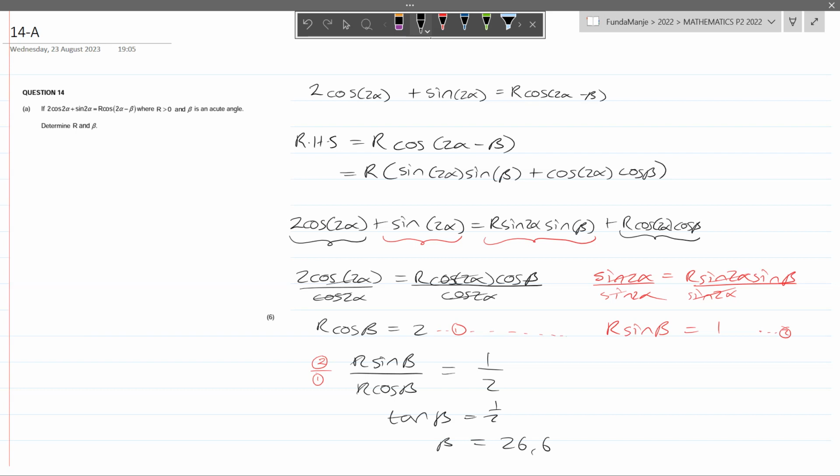So once we have β, it's easy to find r. We can just say r is equal to 1 over sin of 26.6. By dividing both sides by sin here, we get an r value of 2.2.